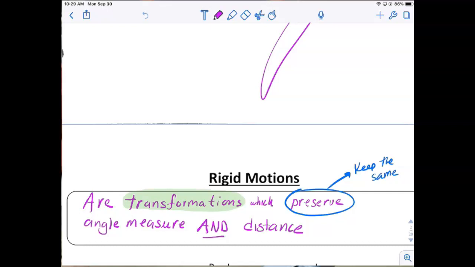If you need to continue writing and I talk too fast, just pause the video so you can write everything down.